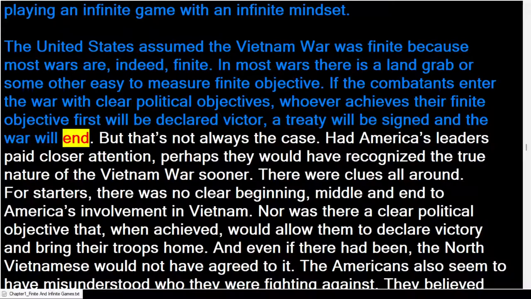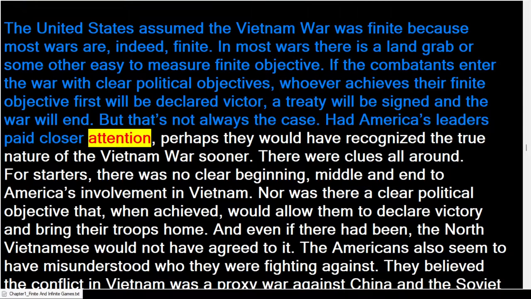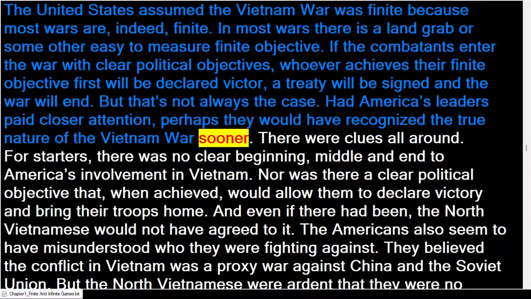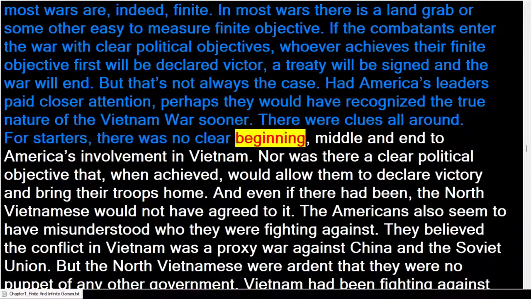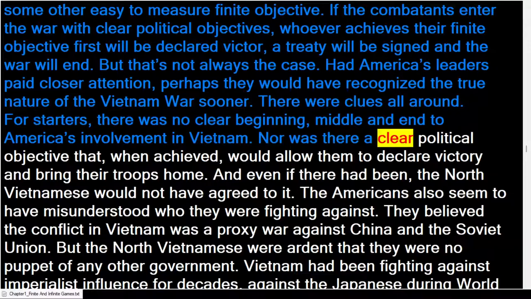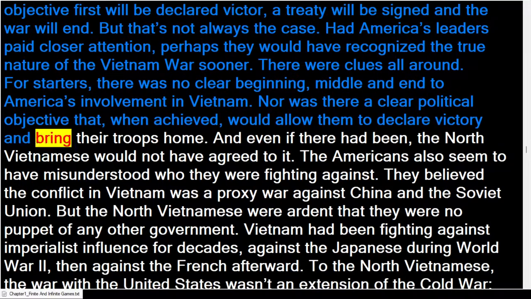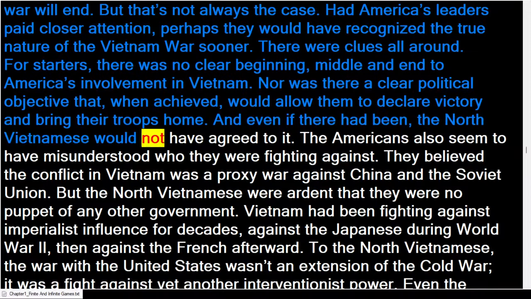Had America's leaders paid closer attention, perhaps they would have recognized the true nature of the Vietnam War sooner. There were clues all around. For starters, there was no clear beginning, middle, and end to America's involvement in Vietnam. Nor was there a clear political objective that, when achieved, would allow them to declare victory and bring their troops home. And even if there had been, the North Vietnamese would not have agreed to it.